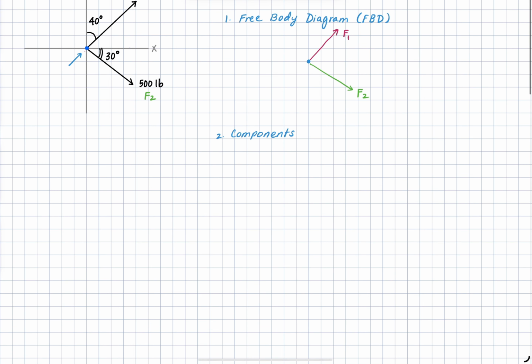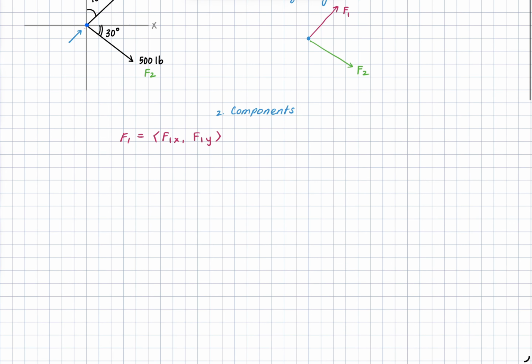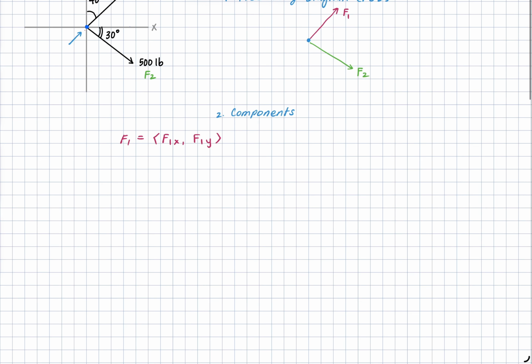So let's look at our first force, which is force 1. We have two components, the force 1 component in the x direction and the force 1 component in the y direction. So what do I mean by that? This is the force in the x direction, and this is the force in the y direction. Adding these two up, you're going to get force 1. So how can we get F1x, which is this right here?